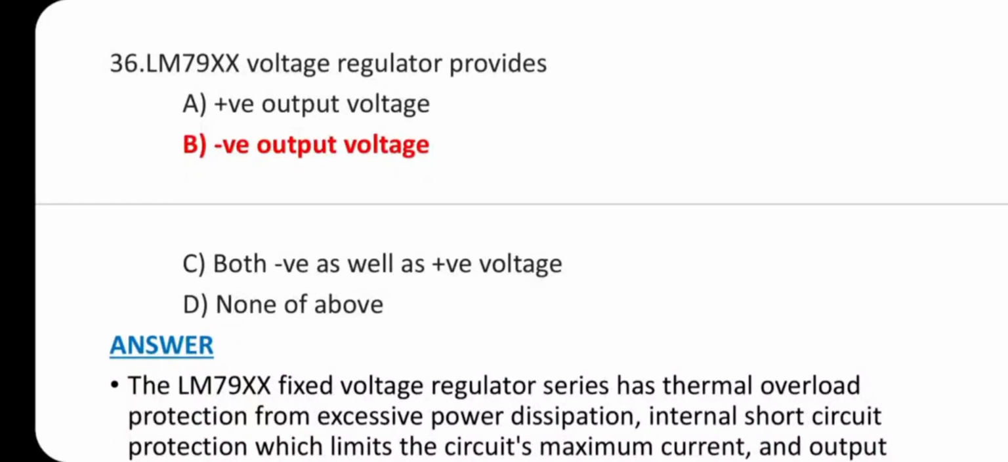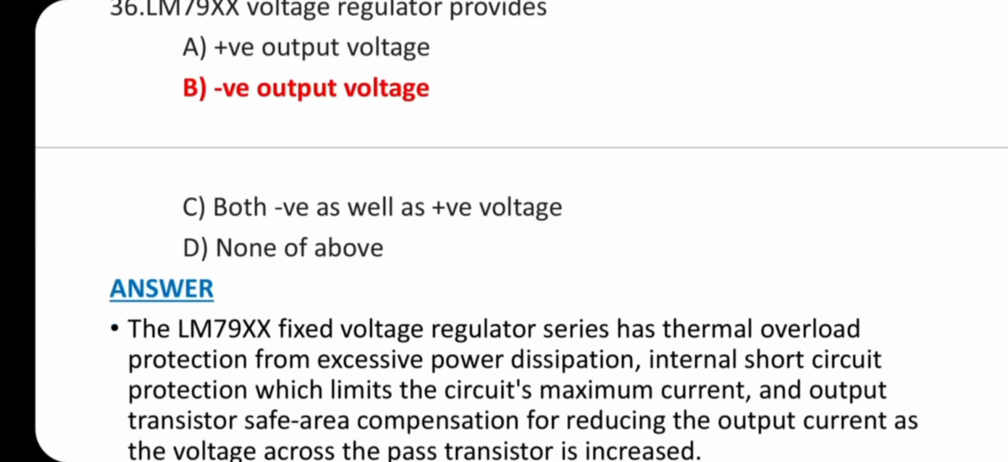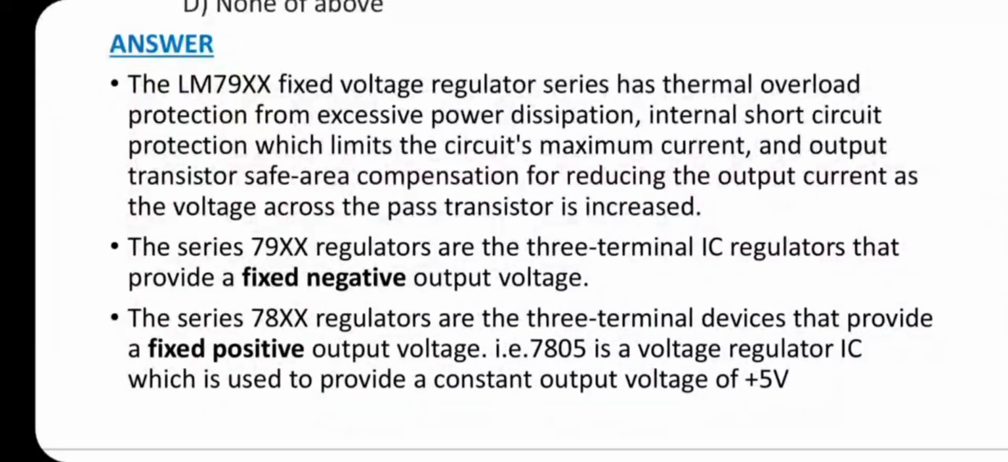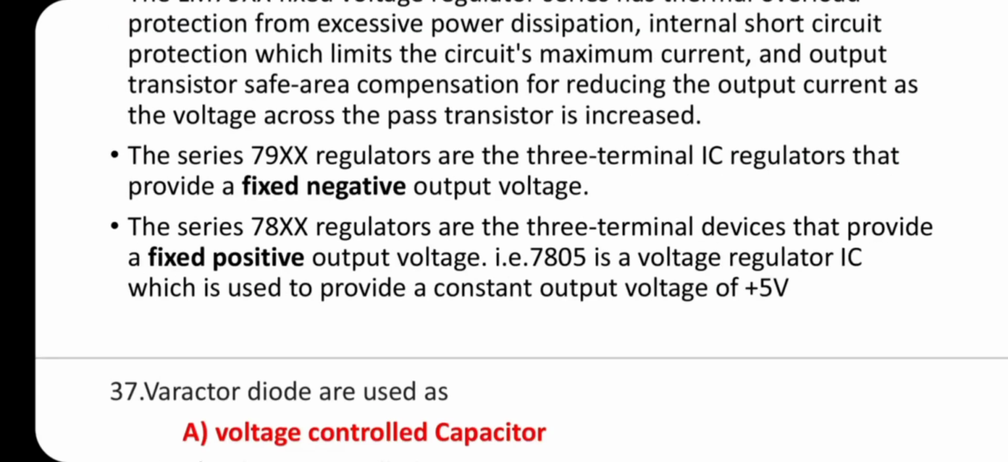36. LM79XX voltage regulator provides. Answer is option B, negative output voltage. The LM79XX fixed voltage regulator series has thermal overload protection from excessive power dissipation, internal short circuit protection which limits the circuit's maximum current, and output transistor safe area compensation for reducing the output current as the voltage across the pass transistor is increased.